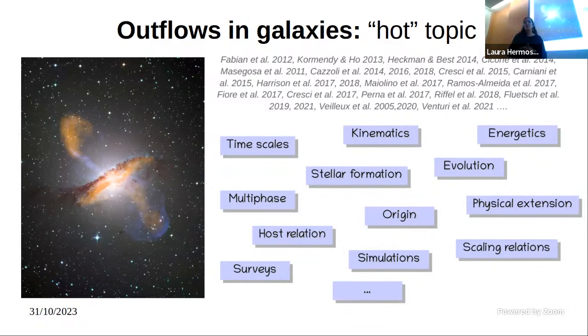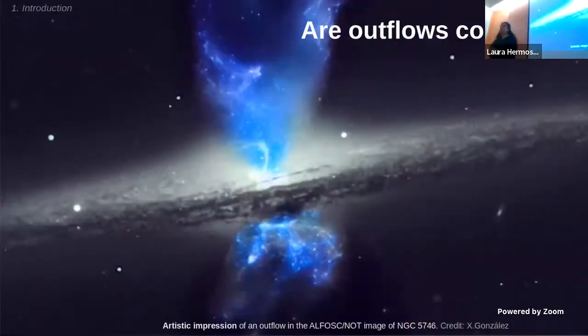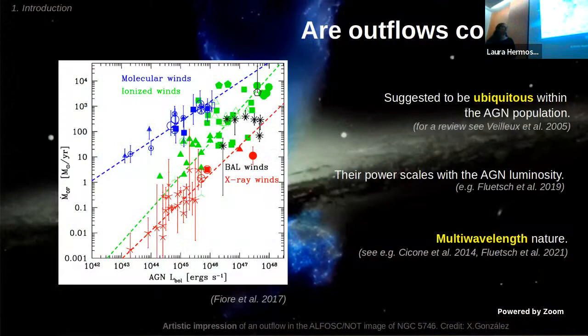One of the first questions that people wanted to address related to outflows in galaxies is whether they are common in galaxies, and in particular in AGNs. Very recent work has tried to study outflows taking into account their multi-wavelength nature, meaning that for a complete view of outflows in AGNs and in galaxies in general, one has to take into account all the different phases of the gas: molecular, ionized, neutral gas, or X-rays, or other components. We end up with relations in which we relate the properties of the outflow, in this case the mass outflow rate, with the properties of the AGN, in this case the bolometric luminosity.